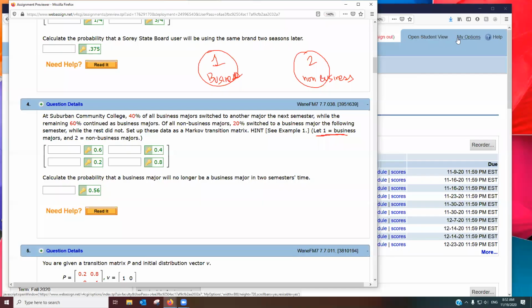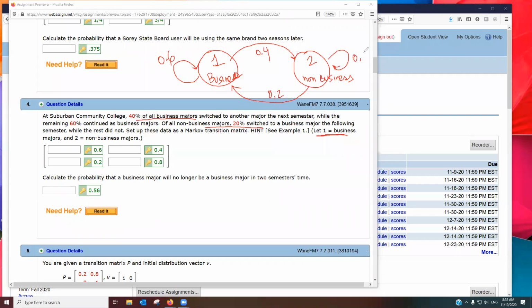All right, so let's read what this problem is saying to us. It says 40% of business majors switch. Well, that means that I should draw 0.4 as this probability going from state 1 to state 2. Of course, that tells me that the other 60% must be staying as business majors. Then it says non-business majors, 20% switch back to business. I'm going to put a 0.2 here, and that must mean that the other 0.8 stayed.